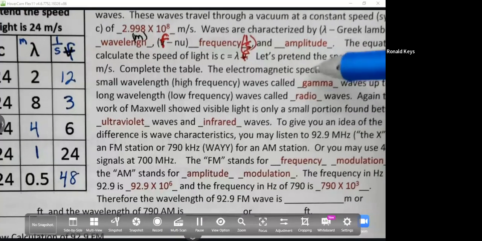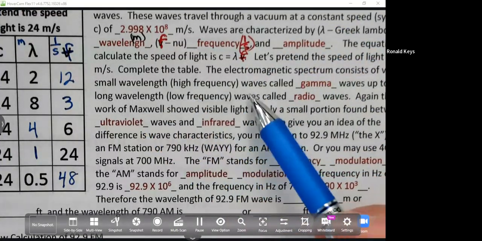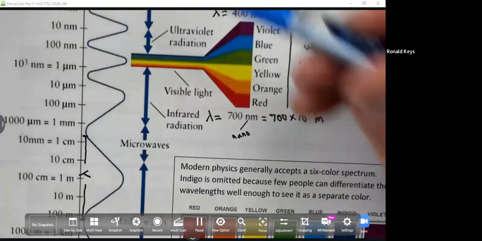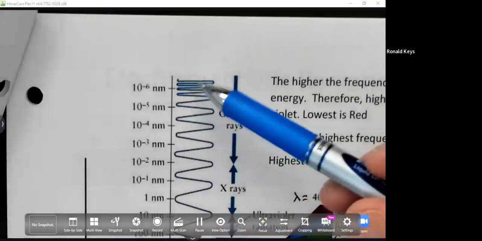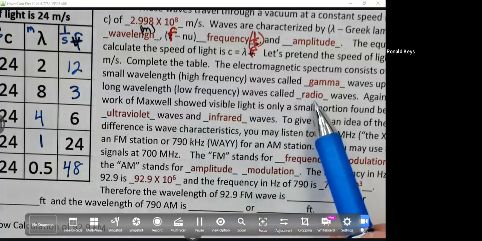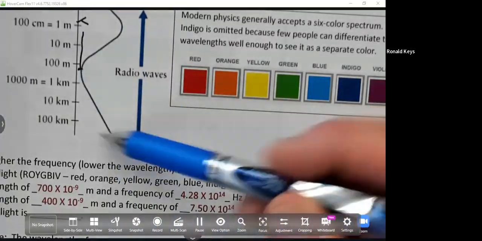The electromagnetic spectrum consists of very small wavelength, high frequency waves called gamma rays. Gamma waves, way up here: high frequency, short wavelength, up to long wavelength, low frequency waves called radio waves. Way down at the bottom, long radio waves.